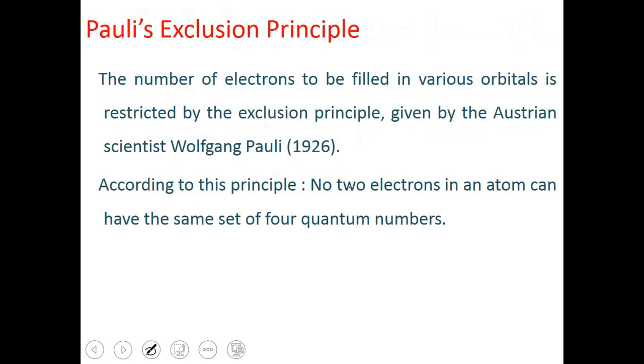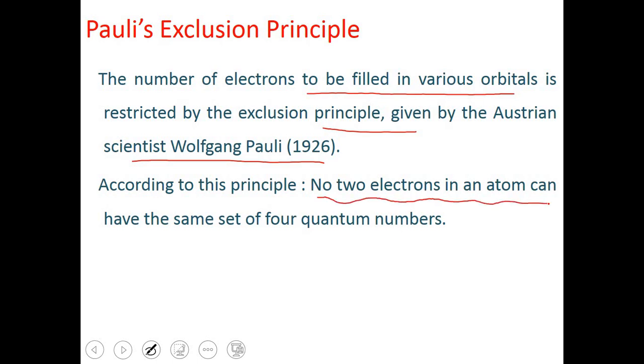We will discuss this Pauli's exclusion principle in detail. As I told you, the number of electrons which can be filled in various orbitals is restricted by this principle, and this principle was given by the Austrian scientist Wolfgang Pauli. So what is this principle? According to this principle, no two electrons in an atom can have the same set of four quantum numbers.